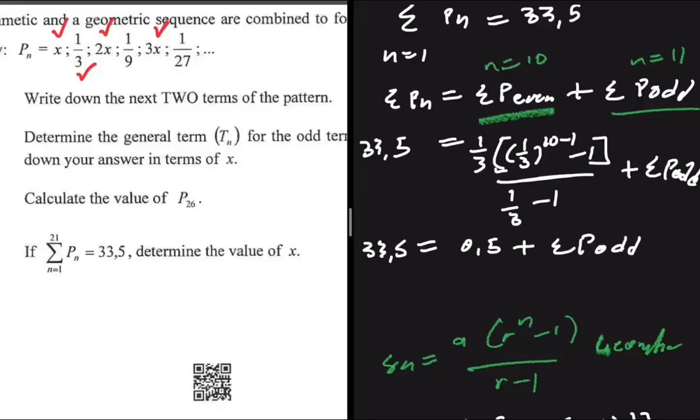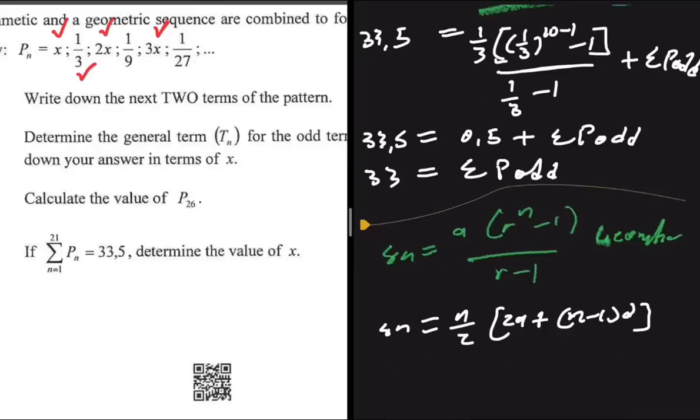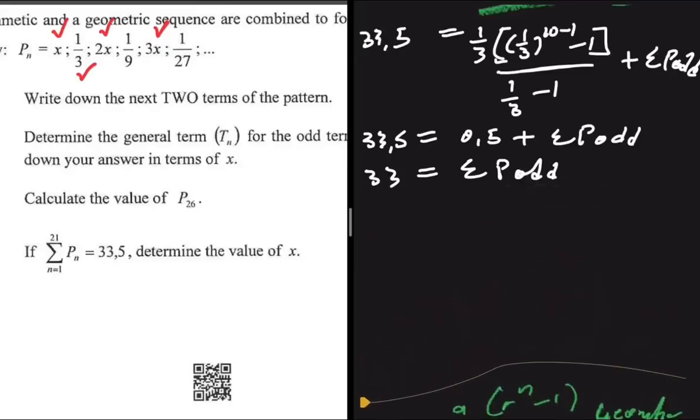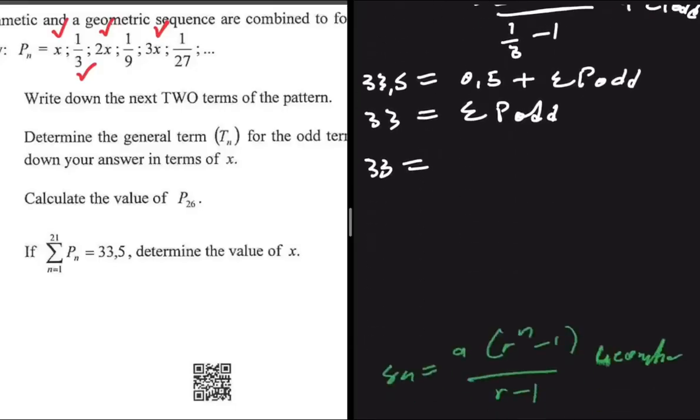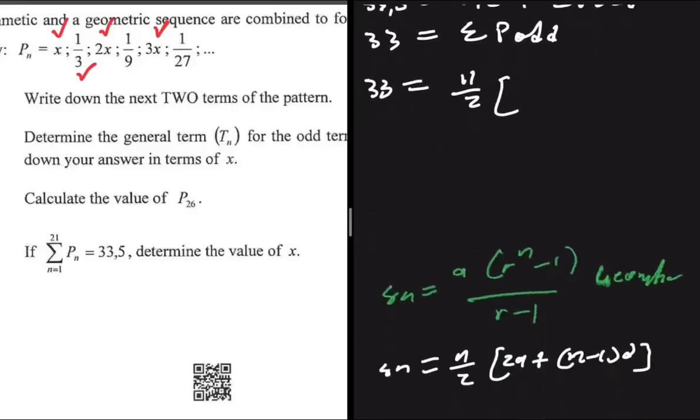If you take 0.5 to the other side, you're going to get 33 being equal to the sum of the terms in their odd positions. We're going to have 33 being equal to n divided by 2, so that will be 11 divided by 2 multiplied by 2a. a is the first term, so that is x, and then plus n, 11, minus 1 multiplied by x again.